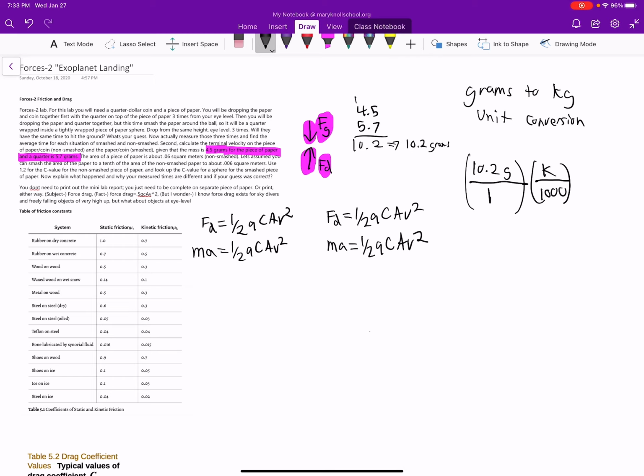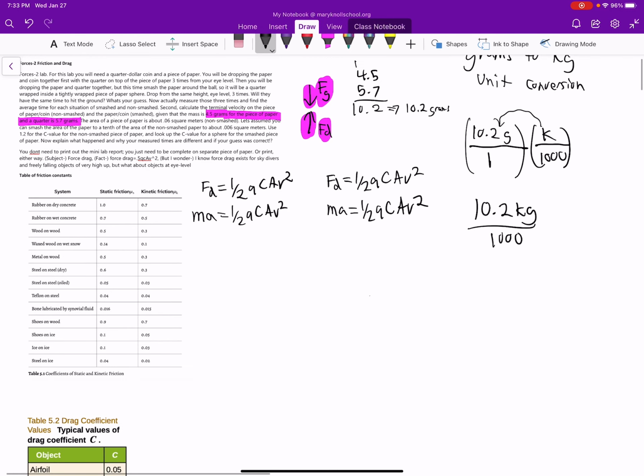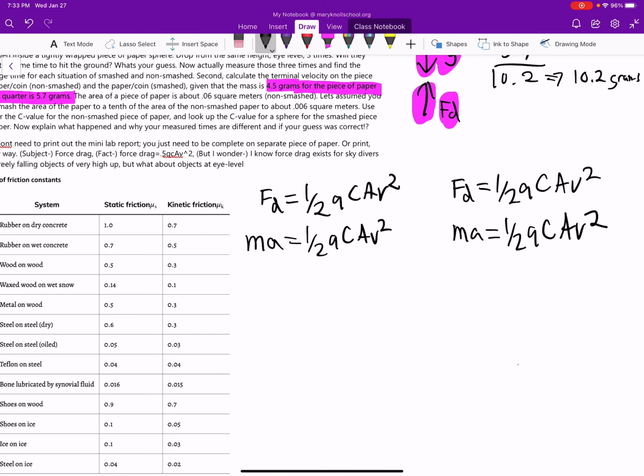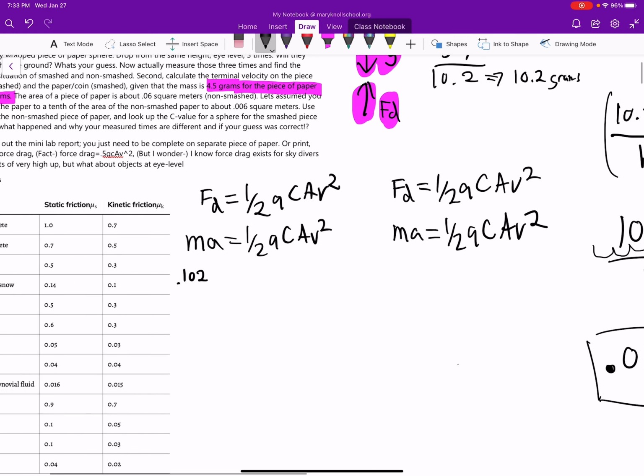Okay, so I'm going to move that K right there in the next step. So I get 10.2 kilograms divided by 1,000. Now we need to move this decimal place over because we are dividing by 1,000. So we need to move it over 3 times. 1, 2, 3. So 0.0102 kilograms is going to be the total weight of the coin and the paper together. Okay, so let's zoom in here and put that in for both of them. 0.0102.